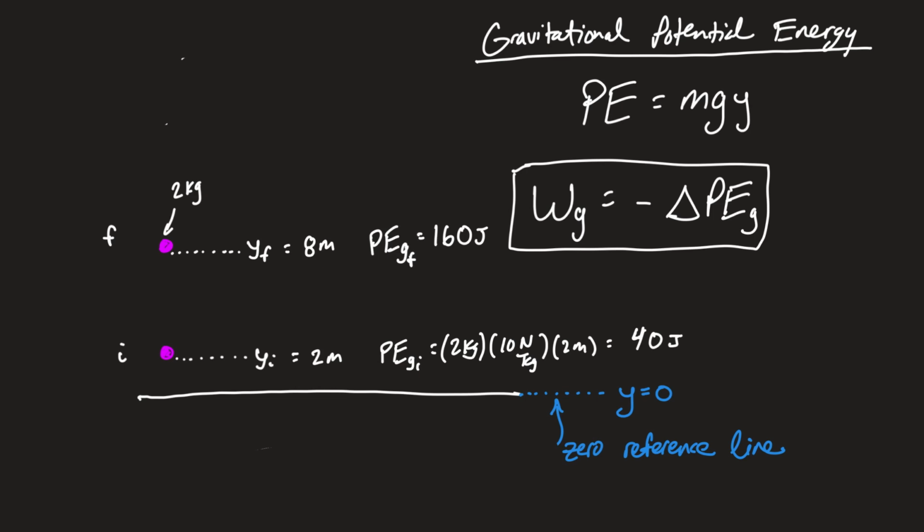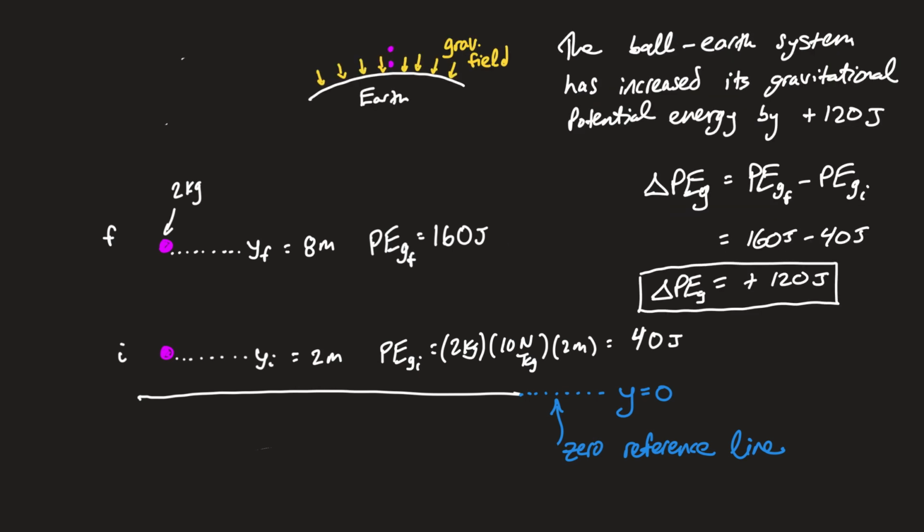All right, so now notice this. Let's talk about what has happened to the potential energy of gravity in this system as the ball has gone from 2 meters up to 8 meters. What has happened? Pause the video, write out a sentence that explains what has happened to the gravitational potential energy as the ball has gone from 2 meters up to 8 meters. Go ahead, give it a shot.